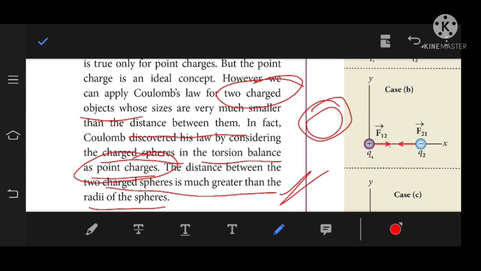Okay students, up to this class, the important aspects of Coulomb's law are over. In the next class, we will study the next problem.